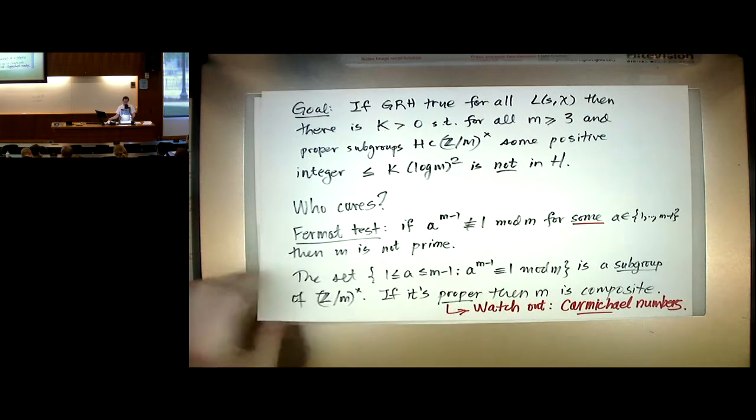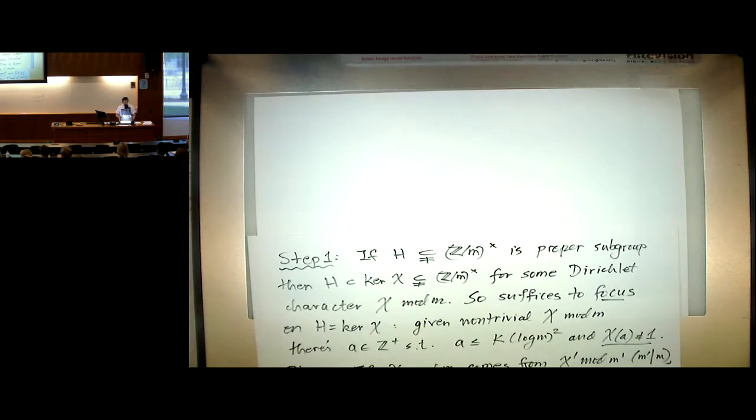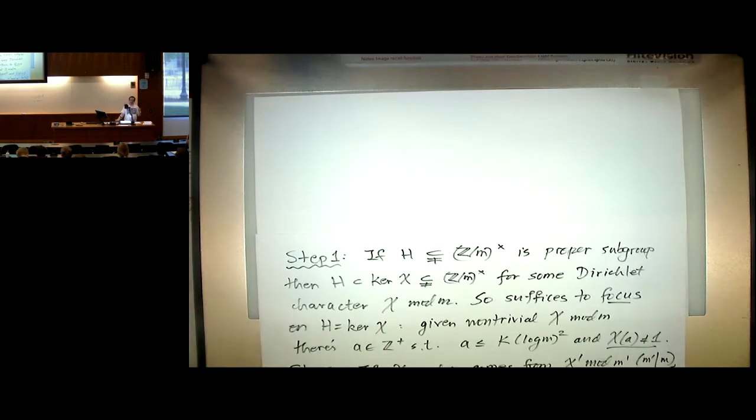Okay. So the first thing that you do has nothing to do with analysis. It's a little piece of algebra. Especially if you know about linear algebra, talking about proper subgroups is like talking about proper subspaces. If you have a proper subgroup of the units mod M, there will always be a Dirichlet character mod M such that the subgroup lies in its kernel. If you know about dual spaces, if you have a proper subspace of a vector space, there's always some linear functional that's zero on the subspace but not zero on the whole space. It's sort of like that.